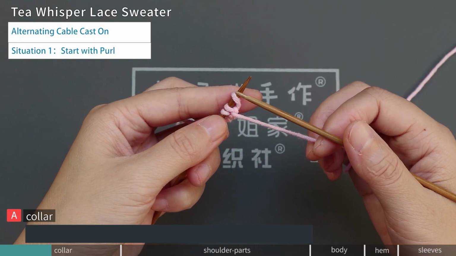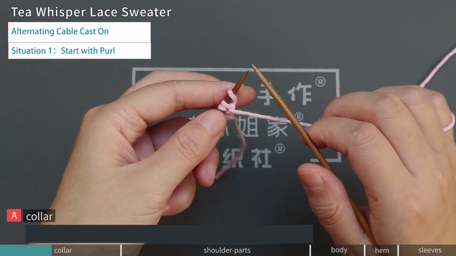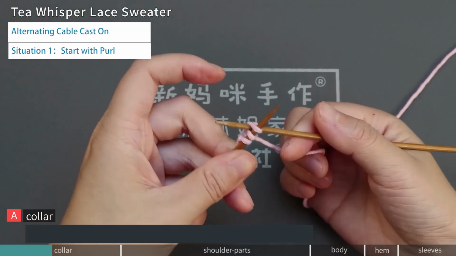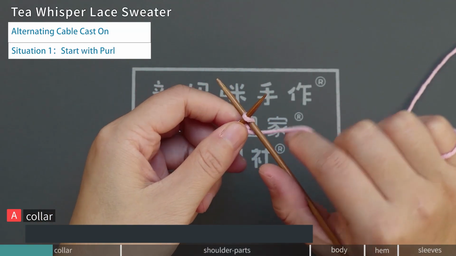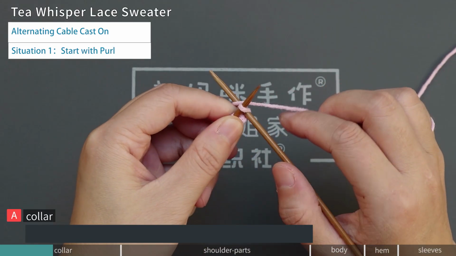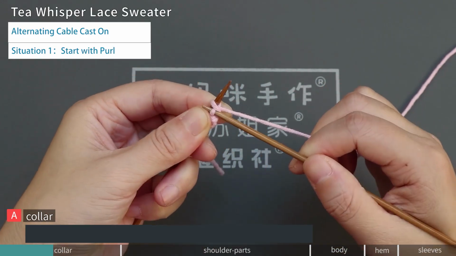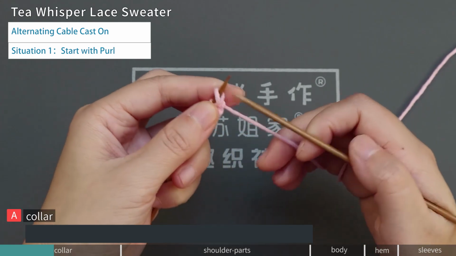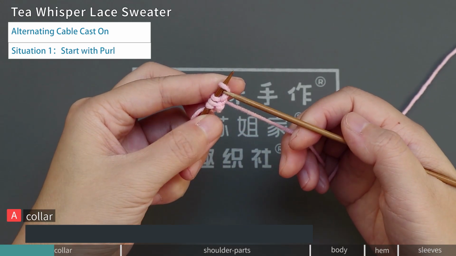Continue with the knit stitch cast on. Place the right needle above the yarn. Insert between the loops. Yarn over and draw through. This is the fourth stitch.